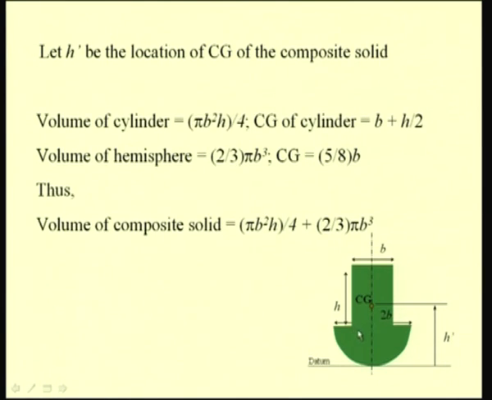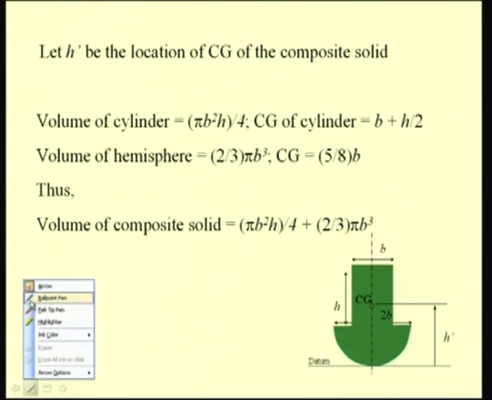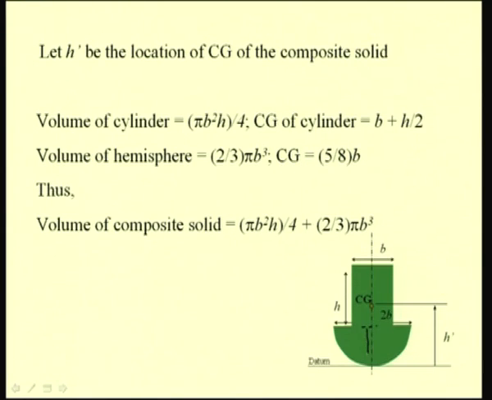This we obtain by decomposing this object into two simple shapes, that is, one the cylinder and the other the hemisphere, for which the location of the CG and the volume is known. The volume of the cylinder is pi b square h divided by 4, and the CG of the cylinder is b, which is the radius of the hemispherical portion, plus h by 2. So, up to this is B, and we have h by 2. If this is the location of CG of the cylindrical portion, then this is h by 2, and so we have the CG of the cylinder located at B plus h by 2.